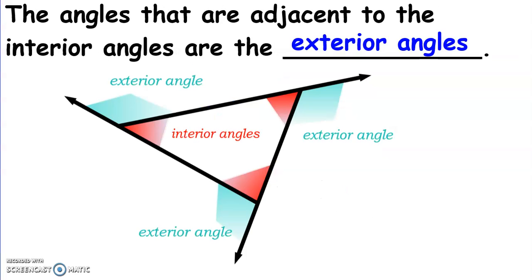So the angles that are adjacent to the interior angles are the exterior angles. Adjacent means that they share a common vertex and a common side. So you can see these two angles are adjacent because they share that common vertex and that common side. They're right next to each other. So this is an interior angle and this one is the exterior angle. Same thing, common vertex, common side, interior, exterior.